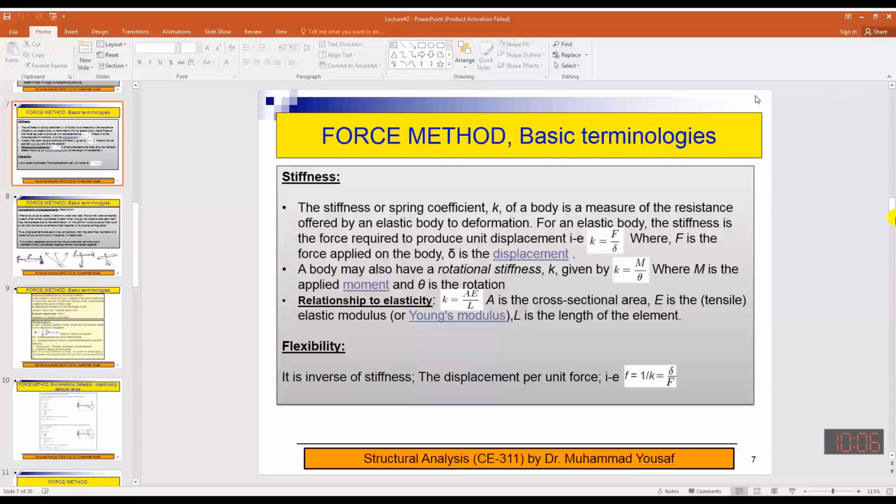As far as the basic terminology is concerned, stiffness, you know, this is the force for a unit displacement. If displacement is unit, then this force is known as stiffness. And the inverse of this one is flexibility.